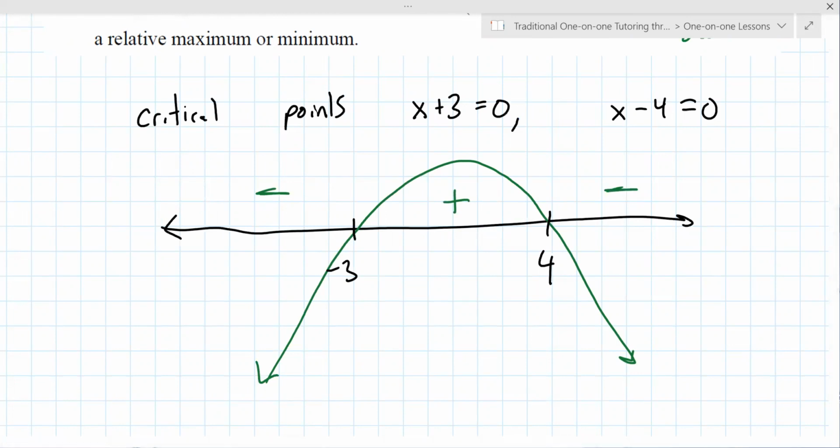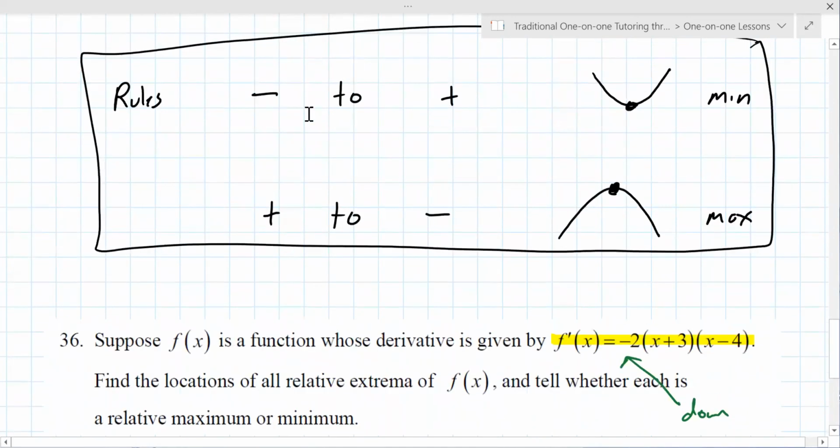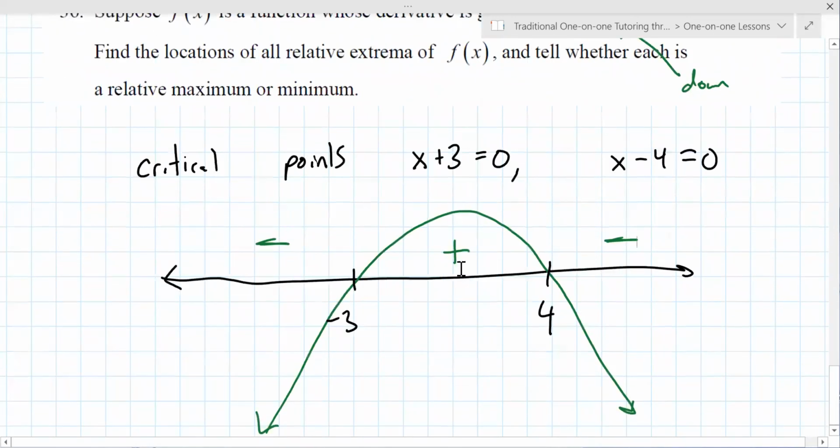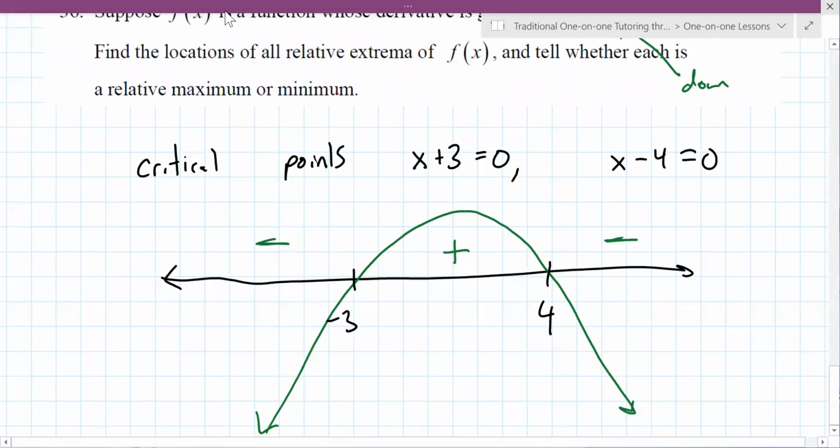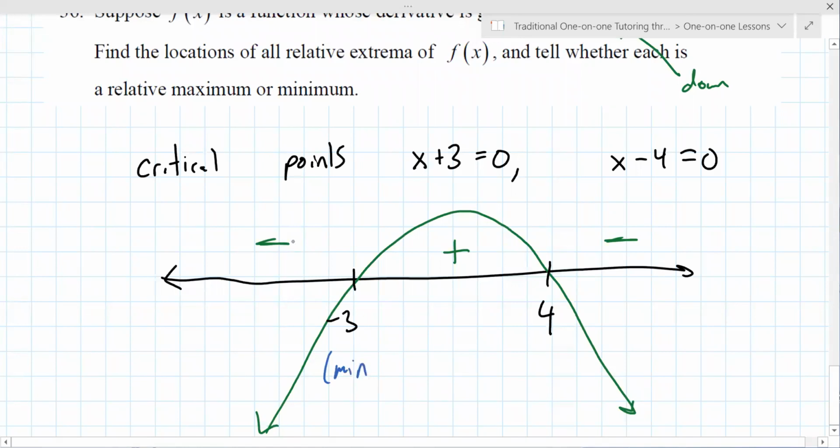Okay. And then you use the same rules that we talked about up here. A negative to a positive is a min. So this is a min because it goes from negative to positive. And then 4 is a max because it goes positive to negative. Got it. Okay.